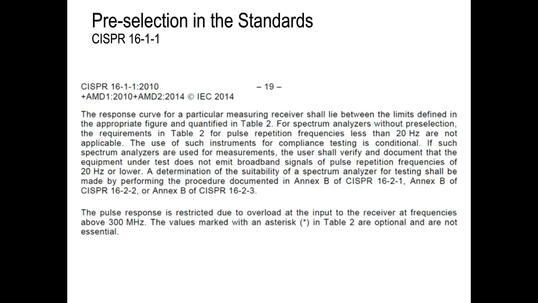Okay, here's a very important paragraph, and what it says is, for spectrum analyzers without pre-selection, the requirements in that table for pulse repetition frequencies less than 20 hertz are not applicable. The use of instruments for compliance testing is conditional. So this is telling you that the standards realize you have a need for pre-selection in order to make measurements with the confidence that you are not getting invalid results.